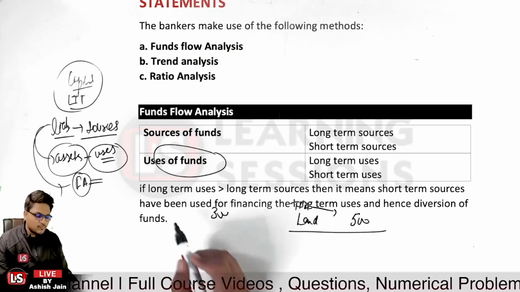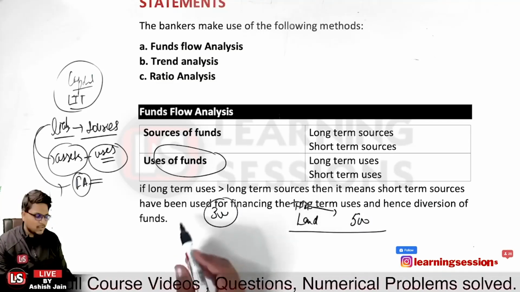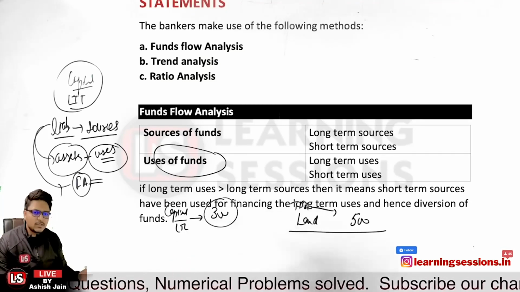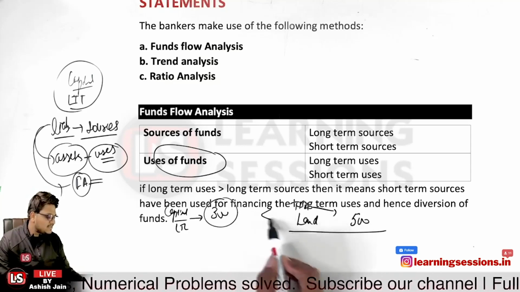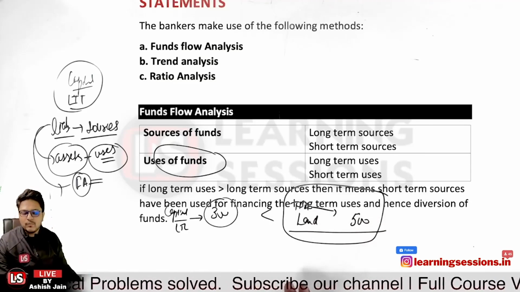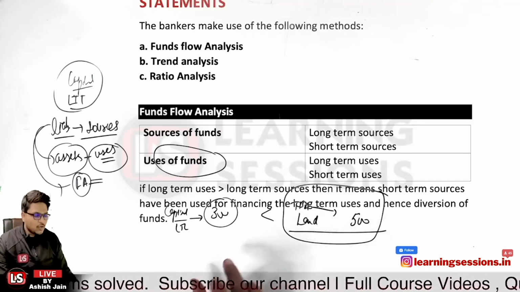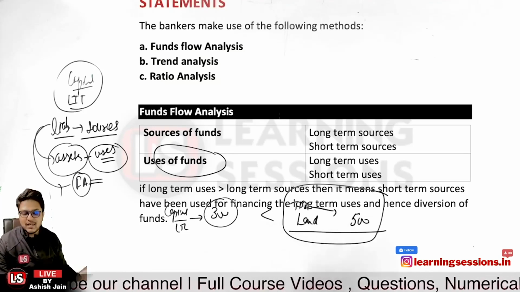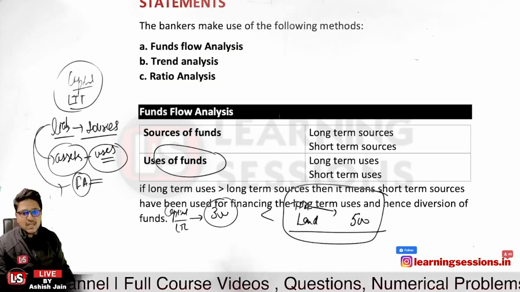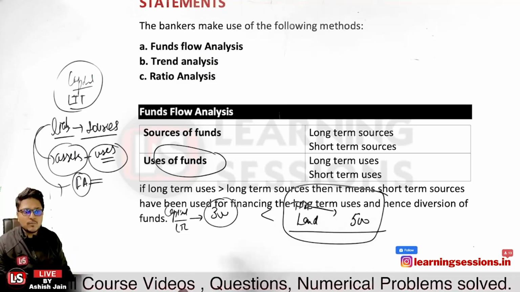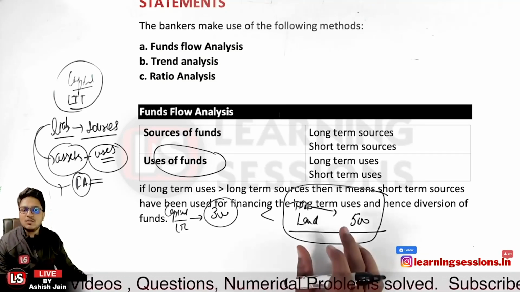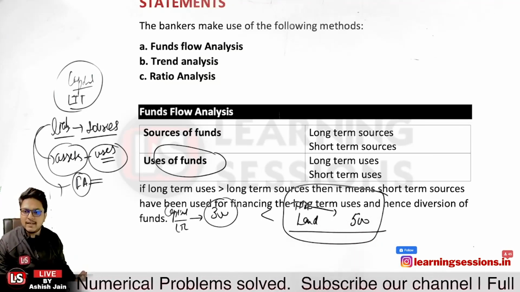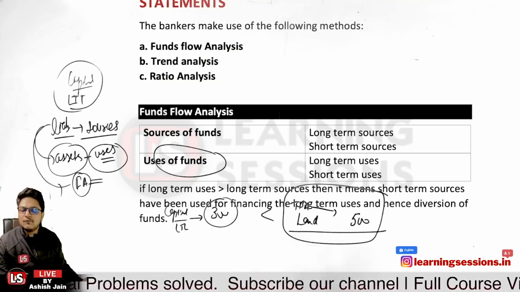What do long-term sources comprise of? The capital and the long-term liabilities are long-term sources of funds. This is lesser than the assets so created, but I already told you that assets are created out of liabilities. Now what is the possibility? The only possibility is that there is diversion of funds, that is, a firm has utilized its short-term sources to procure long-term uses or long-term assets. We can infer from the fund flow analysis like that. That is how the fund flow analysis works.